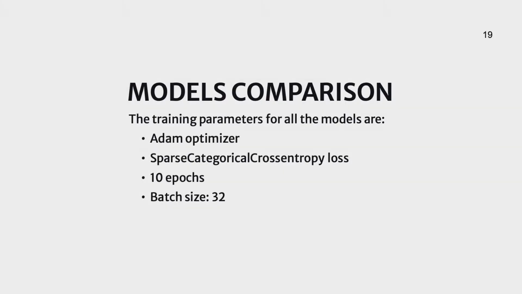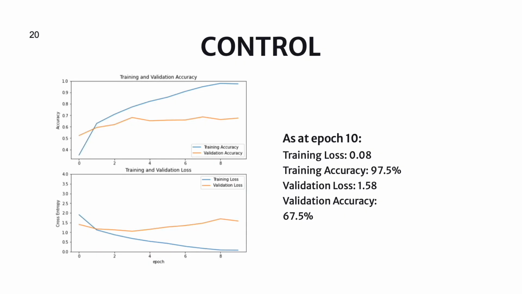For a fair comparison, we set the same training parameters for all the models. We use the Adam optimizer with the sparse categorical cross entropy loss function and trained it for 10 epochs with a batch size of 32. For the control model, we can see from the graph that the model starts to overfit. We got a very good training loss and accuracy, but it isn't performing as well for the validation set.